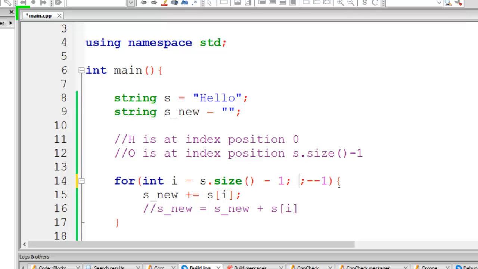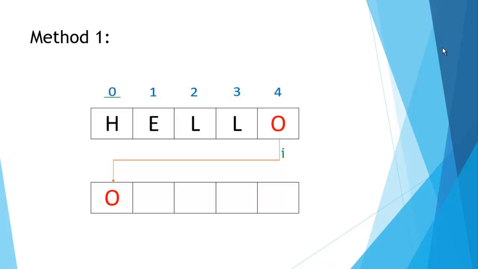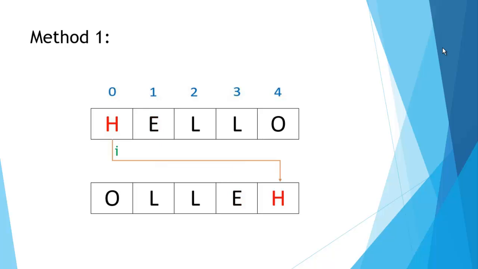Now let's think of how we'll exit the for loop. We want to exit the loop after H has been added to S new. So we want to keep executing this code until H has been added. Remember that we're using S[I] to access the letters in S. Therefore, we start at S[4], then S[3], then S[2], etc. until we reach S[0].